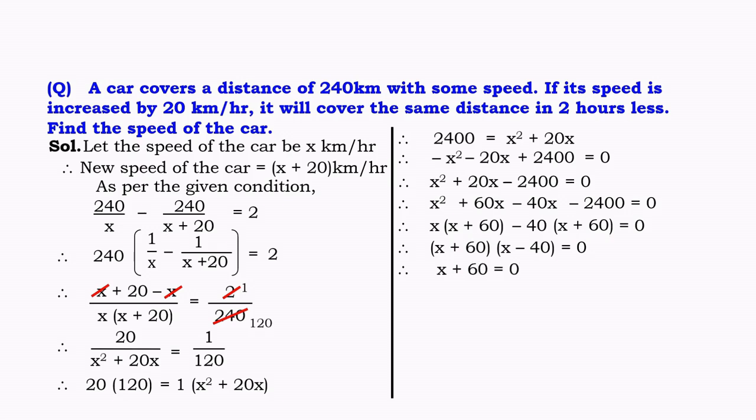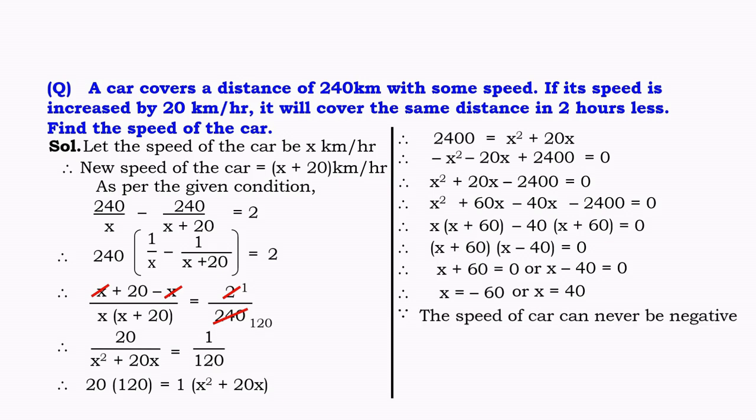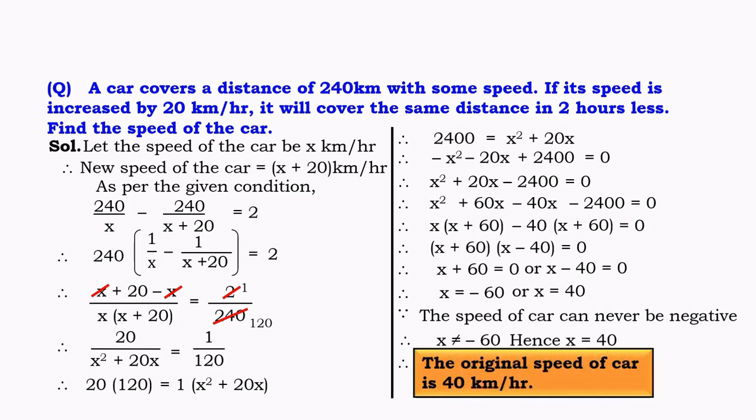Therefore, x plus 60 is equal to 0 or x minus 40 is equal to 0. So, x is equal to minus 60 or x is equal to 40. Since the speed of a car cannot be negative, we reject minus 60. Therefore, the original speed of the car is 40 km per hour.